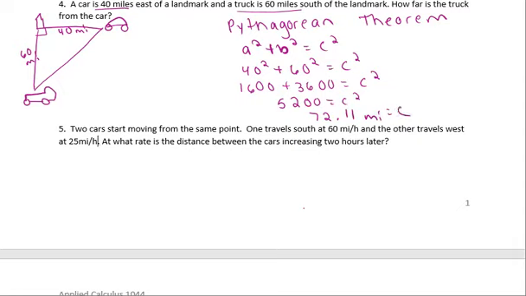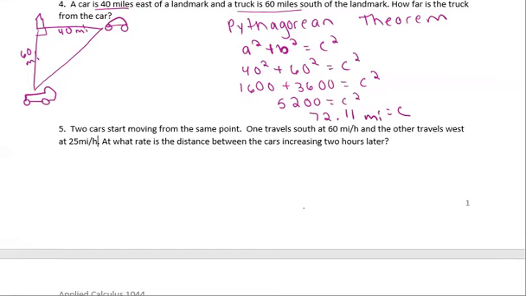Now we know it's not a negative because we can't have the distance being negative. We can't have distance in the negative direction, but we can't have a negative distance. So we'll go with the positive square root. So this one is just a Pythagorean theorem question. Let's look at the next one.